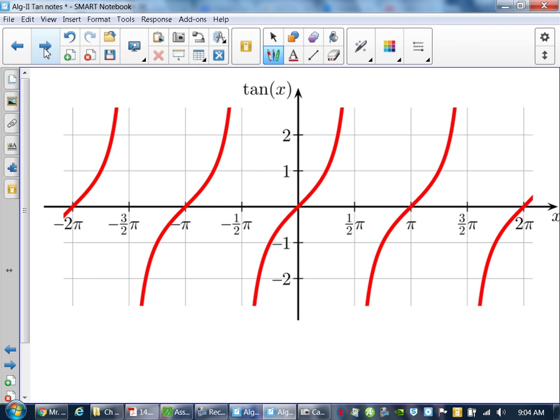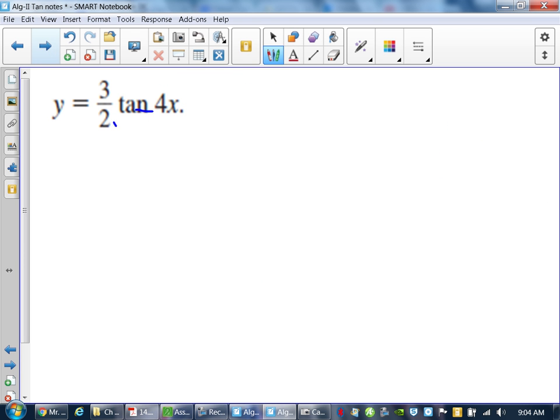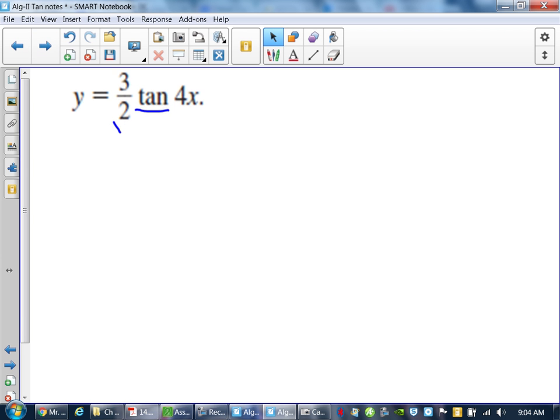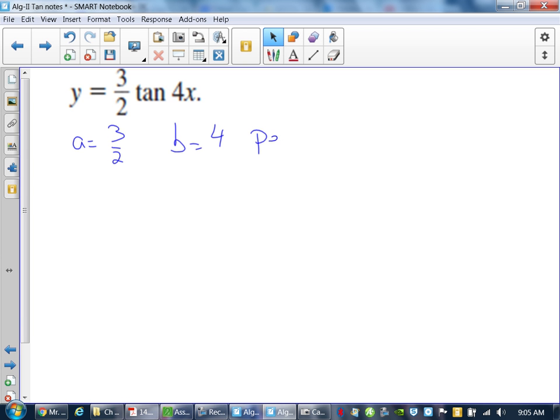All right, so let's do a parent function example. y equals 3/2 tangent of 4x. What's my A value? 3/2. Is it positive or negative? It's positive, so that helps. What's my B value? 4. So our A value is 3/2. My B value is 4, which means my period is going to be pi over 4.